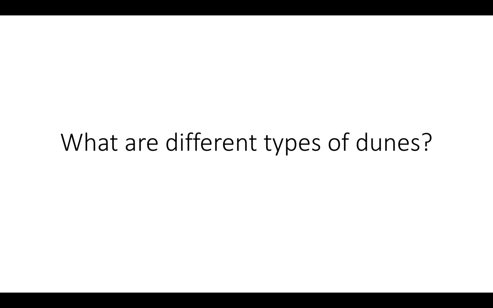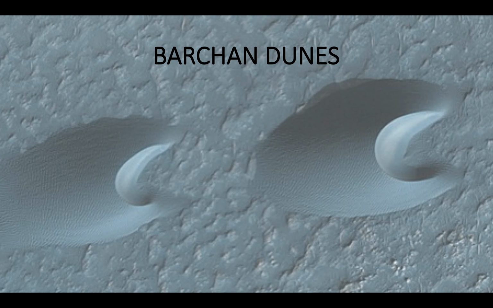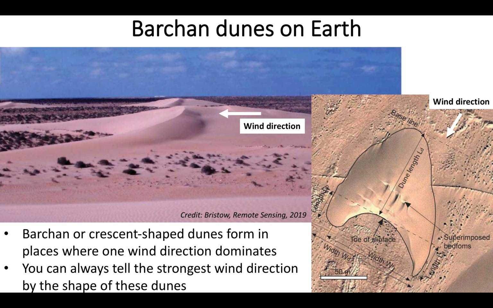What are different types of dunes? Start with Barchan dunes. These are some Barchan dunes on Earth. As you can see, they are kind of crescent shaped, and they tend to form in places where one wind direction dominates. The nice thing about these dunes is that you can always tell the strongest wind direction by their shape.